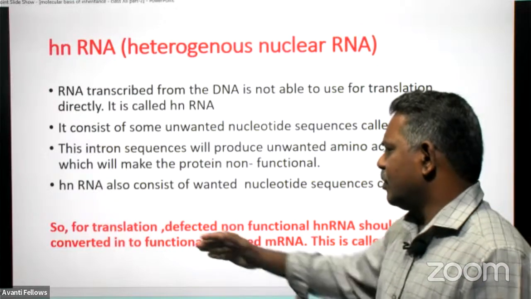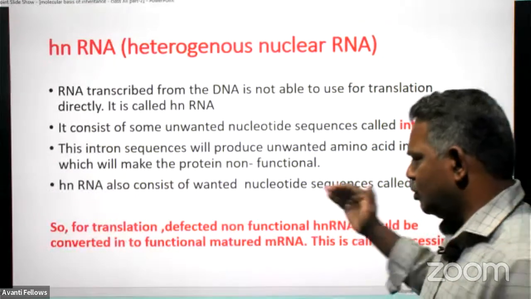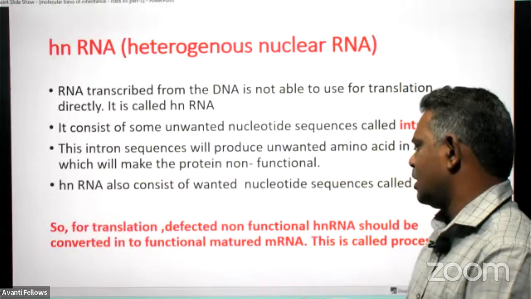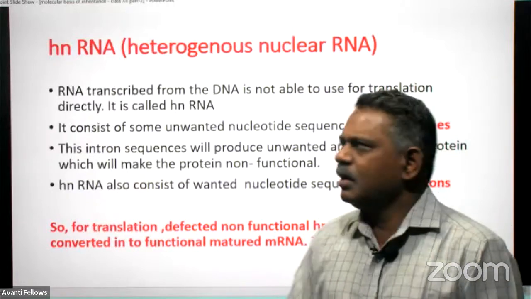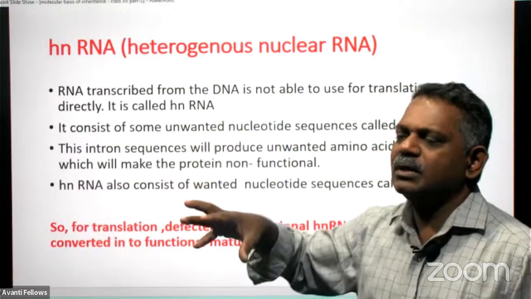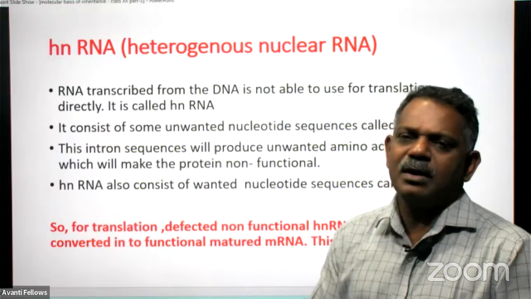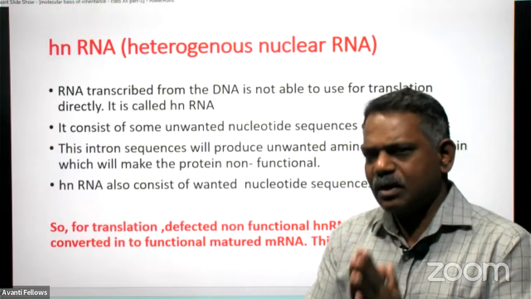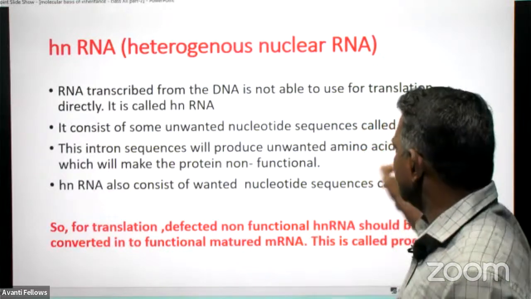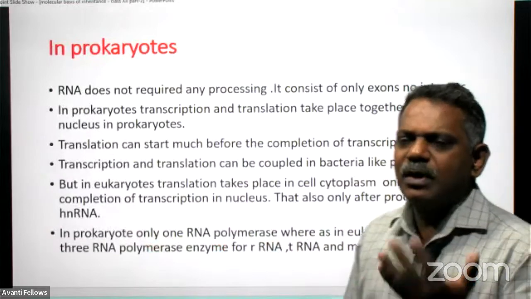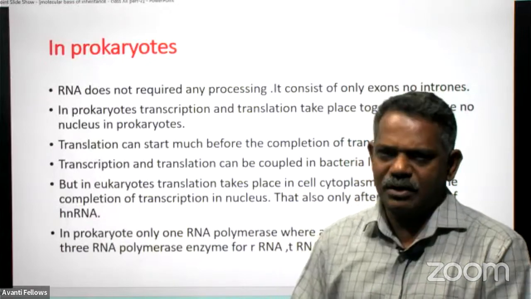So for translation, the defective non-functional hnRNA should be converted into a functional matured mRNA. And this is called processing. The conversion of the hnRNA produced in the nucleus of the cell into a functional mRNA is called the processing of RNA. And there are three steps in the processing. One is capping, another one is tailing, and another one is splicing. We will see.